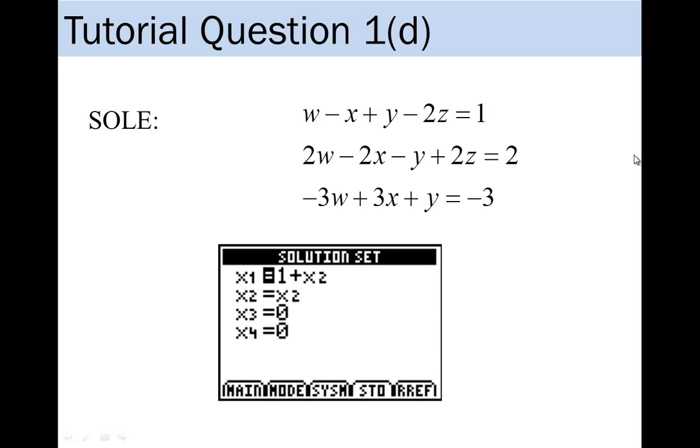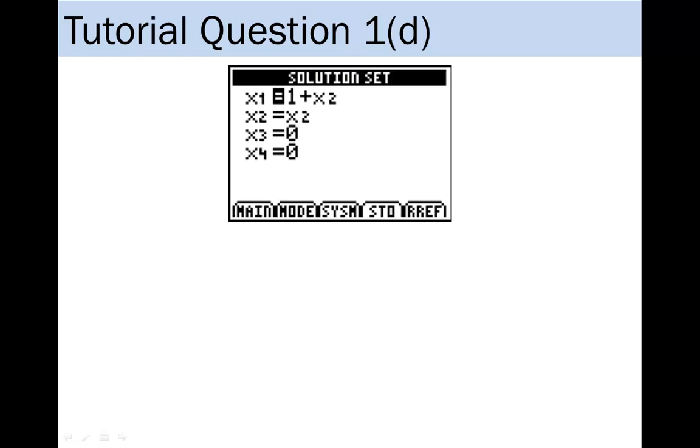Keying this into the GC and solving it using the method illustrated in the previous video, we find that our GC gives us the following solution set, which looks a bit strange, and some of us might not know how to handle this. So now, I am going to explain how we are going to interpret this set of answers and translate it into a proper presentation for our work.